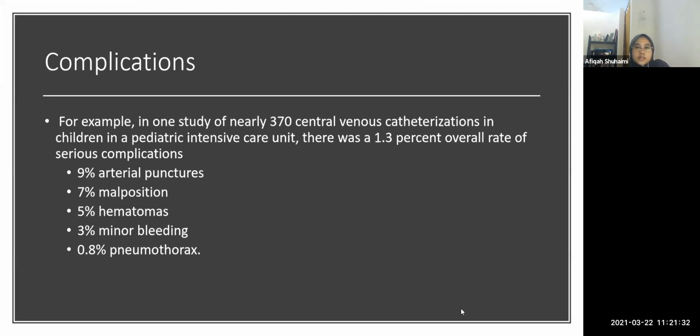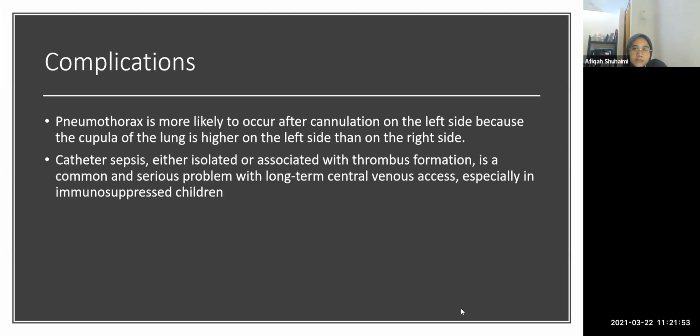In central venous catheterization, in one study, there is a 1.3% overall rate of serious complications, which include arterial puncture, malposition, hematoma, minor bleeding, and pneumothorax. The most common one is arterial puncture. Pneumothorax tends to occur on the left side because the cupula of the lung is higher on the left than the right side. Catheter sepsis is also common, either isolated or associated with thrombus formation, especially in immunocompromised children.